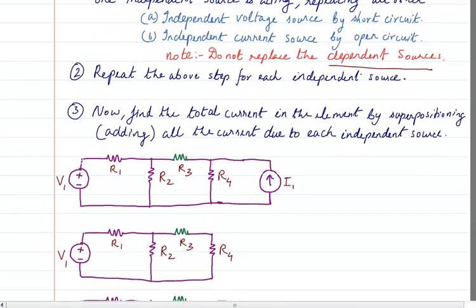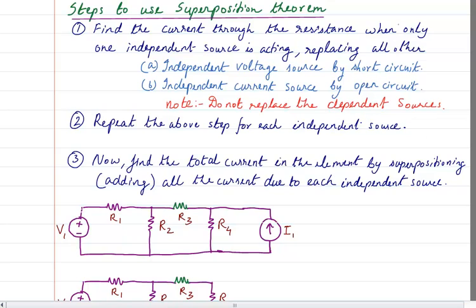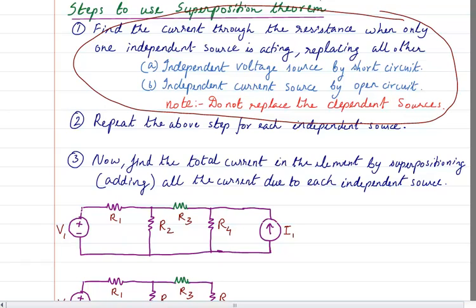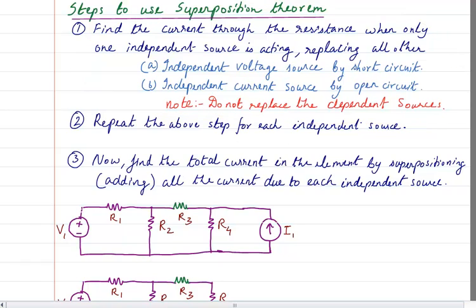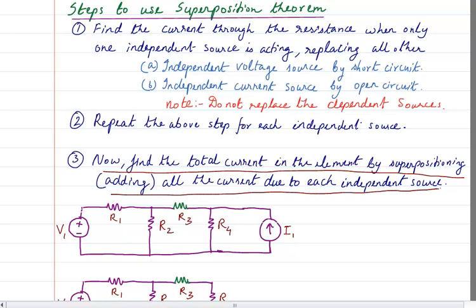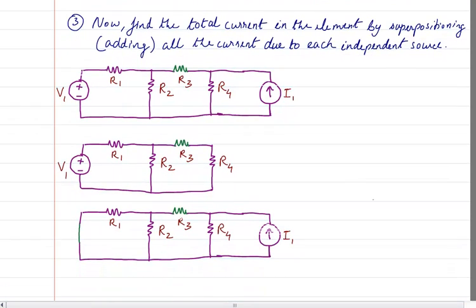Okay, now this first step that we do for one source, we do it for all the sources one by one, and that is the second step, which is to repeat the above step for each independent source. And then the last step is to find the total current in the element by superposition, that is adding all the currents due to each independent source. That's all.